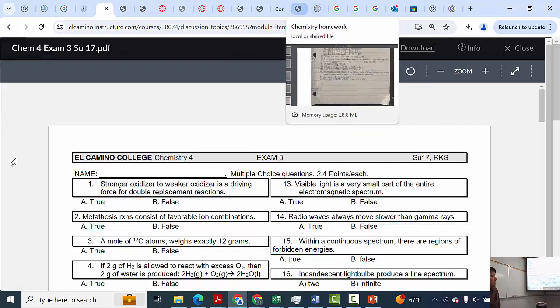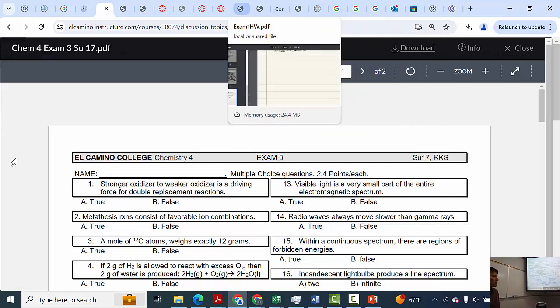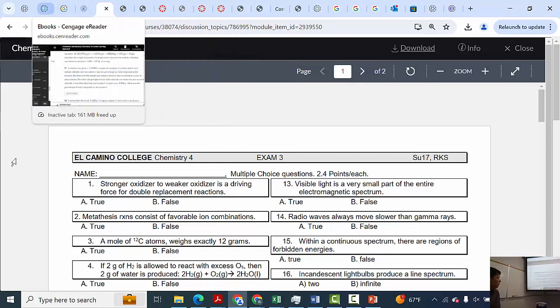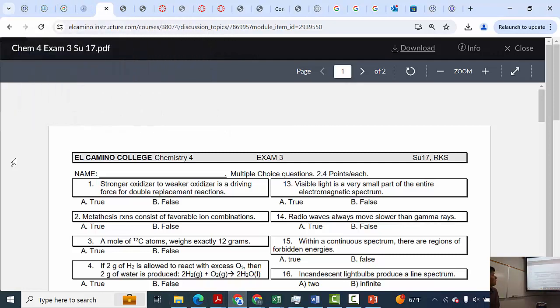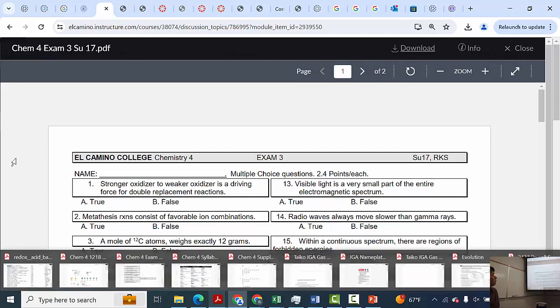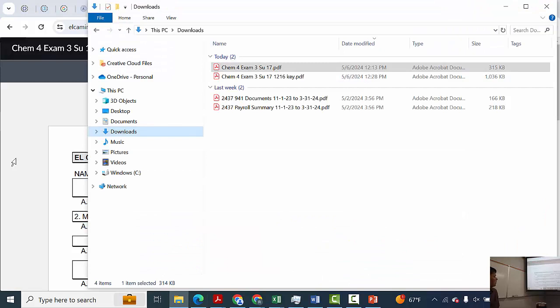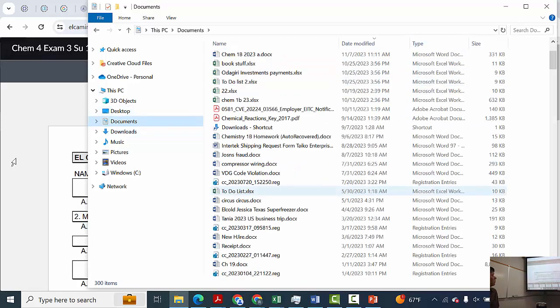Tungsten is xenon 6s2 5d4, so we need the periodic table for this. Let me get my periodic table. Oh, shoot.